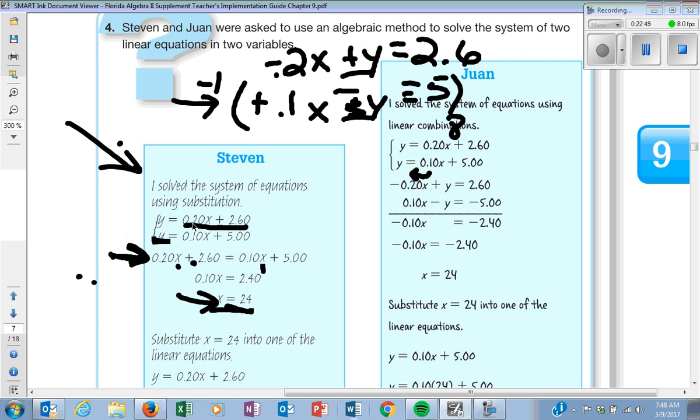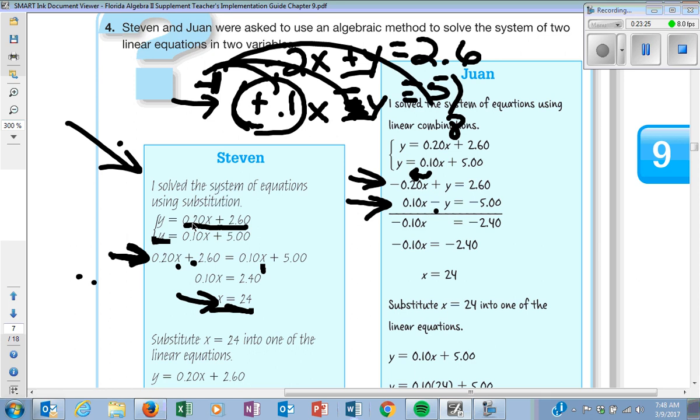Look what they did right here. Does everybody see a negative 0.2x plus y equals 2.6? Yes? Look what they have right here. Remember, what was my 0.1? It was negative. What did it turn to? Positive. My y was positive. I scratched it out and it became a negative. My 5 was positive and it became a negative. Do you guys see where that came from? They multiplied what I had up here by a negative 1, which just changes all the signs.